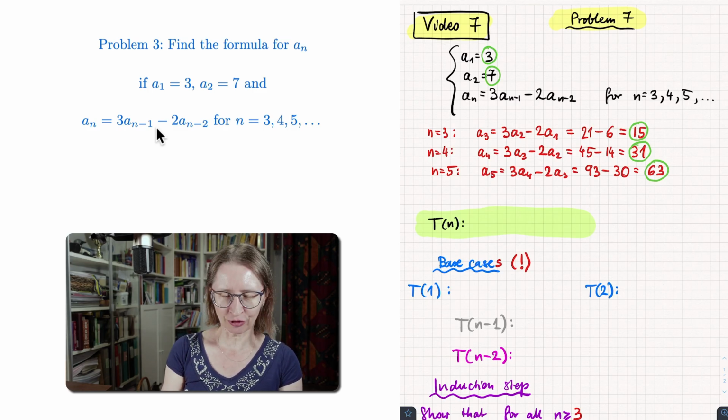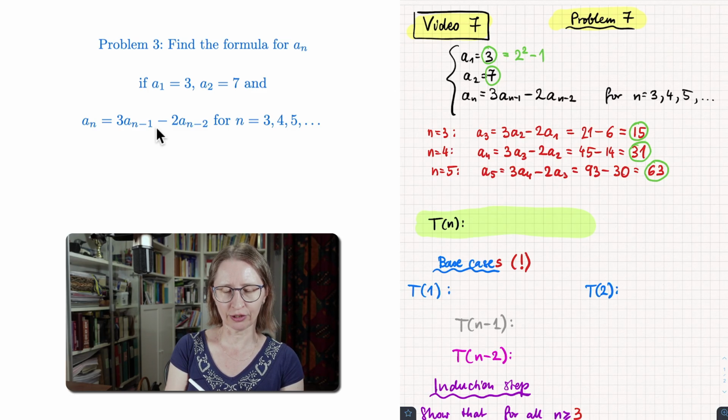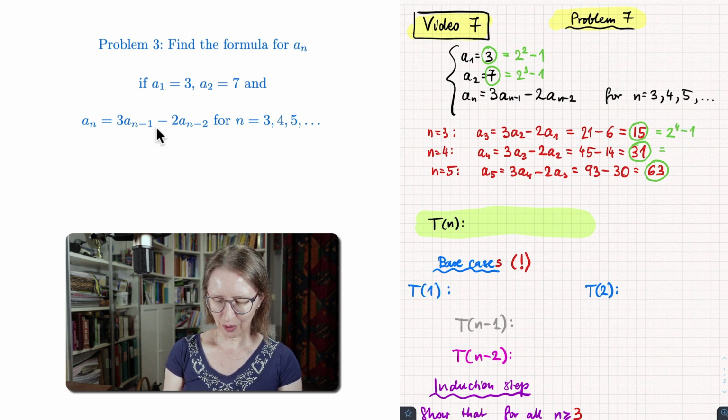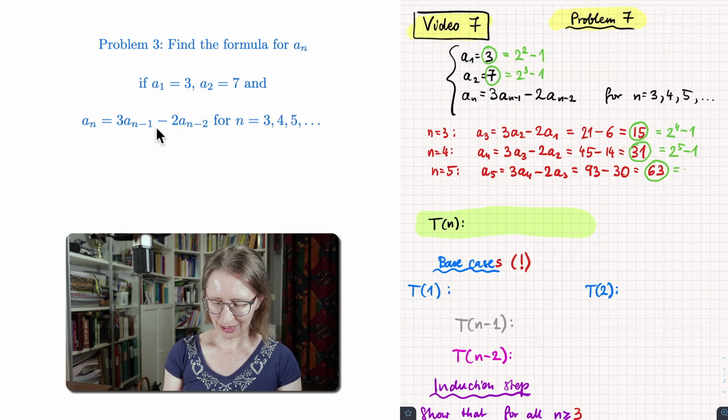So let's start writing down. Here for the first one, this is 4 minus 1, so it is 2 squared minus 1, right? The next one is 2 to the third minus 1. Then 15 is equal to 2 to the fourth minus 1. 31 is 2 to the 5th minus 1, so it looks like we have got our closed formula, right? And the next one is 2 to the 6th minus 1.